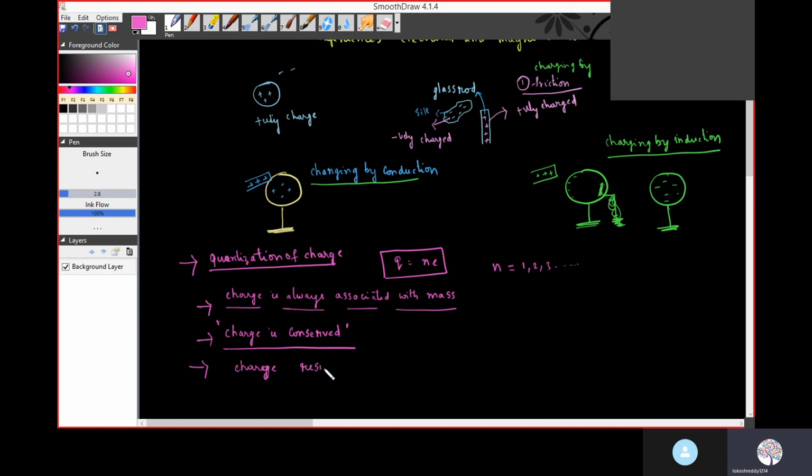Charge resides on the surface of the conductor. Now you take a solid metallic sphere and give some charge, then it spreads out because of repulsion, and it will always come on the surface. Charge resides only on the surface.